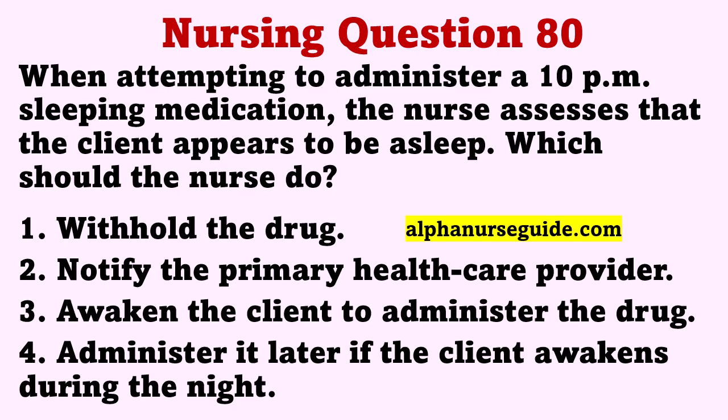The correct answer is 3. Awaken the client to administer the drug. Administering a medication is a dependent function of the nurse. The prescription should be followed as written if the prescription is reasonable and prudent. This medication was not a PRN medication, but rather a standing prescription. This is a violation of the primary healthcare provider's prescription. Drug administration is a dependent nursing function. Notifying the primary healthcare provider is unnecessary. The drug should be administered as prescribed, not at a later time.